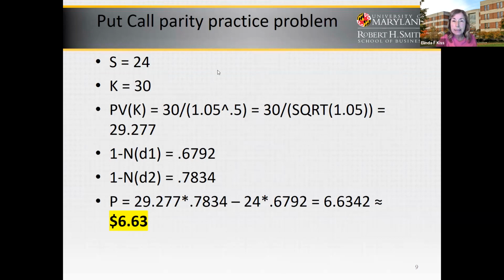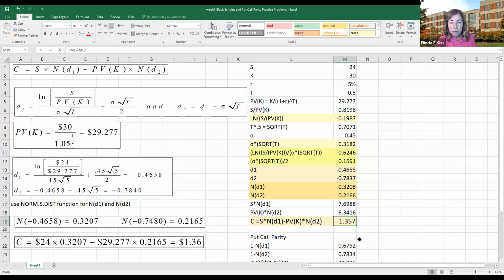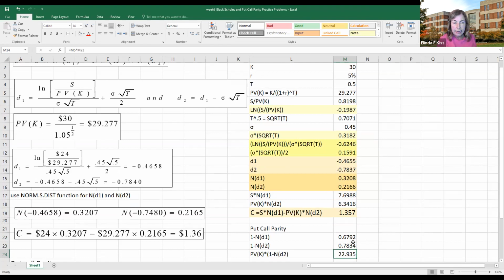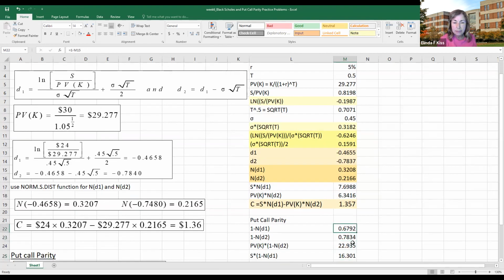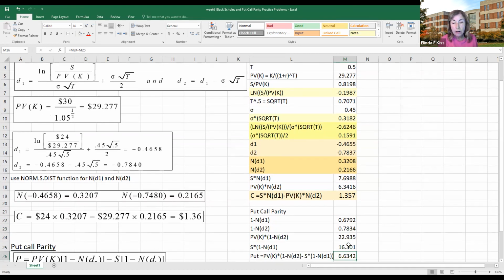And now let's look at my answers, and it's approximately $6.63. And then let me share that with you in the Excel. So now here for put-call parity, you can see with the formula, I need 1 minus N of D1 and 1 minus N of D2. And then I take the present value of the strike, I multiply that by 1 minus N of D2, and I take the stock price and multiply that by 1 minus N of D1. And there I get my value for my put, $6.63.